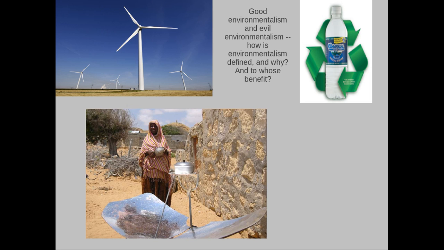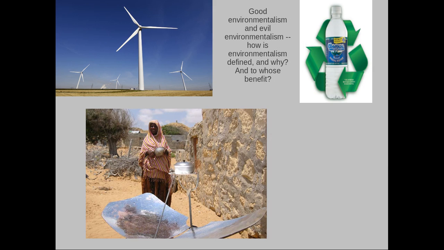So the last three chapters of the book kind of transition to looking at, okay, so we've examined the history of where these things are coming from, where they're likely going in the future. Let's talk about solutions. So we've got a chapter that looks at good environmentalism and evil environmentalism, how environmentalism is defined and why, and to whose benefit. So we have the big windmills in the sky that are going to save us all from our consumptive habits. We have plastics recycling there on the right, both of which are examples of bad environmentalism, basically, or environmentalism that has been misdirected, misfocused, and ill-defined, or defined for evil purposes. And we'll talk about what that means.